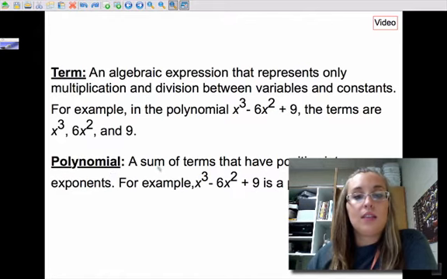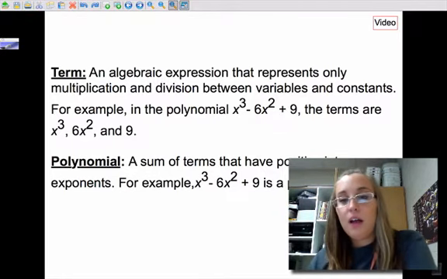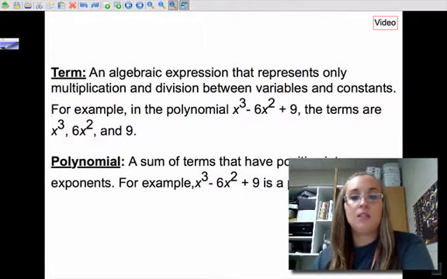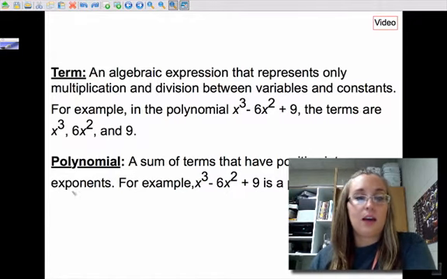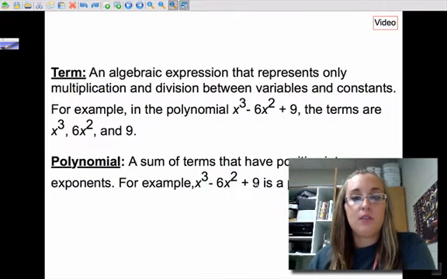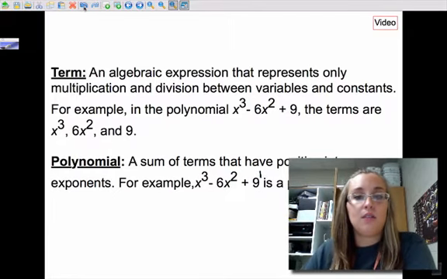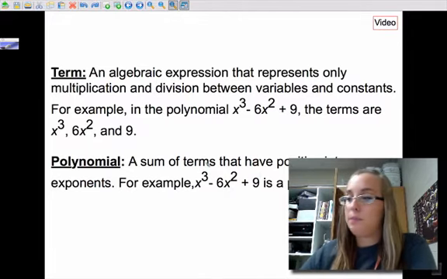A polynomial is a sum of terms that have positive integer exponents, okay? So for example, x cubed minus 6x squared plus 9, just like the example before, is a polynomial. It's just a sum of terms, but the only thing that has to happen is that it has to have positive exponents. So this exponent of 3 is positive, 2 is positive, and really this is 9 to the first power. There's just one of them, so that's also positive, so that means that this is a polynomial.